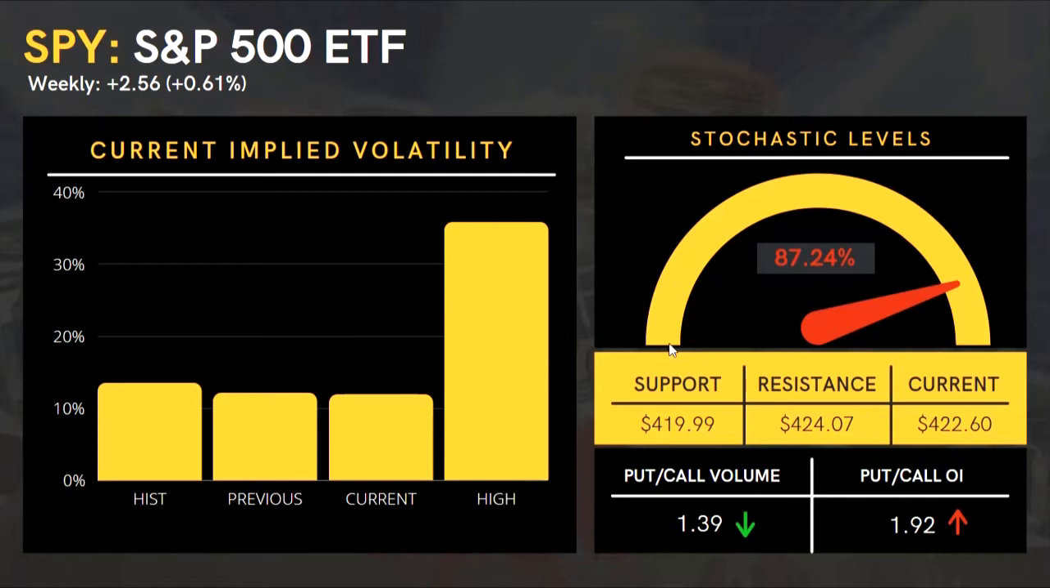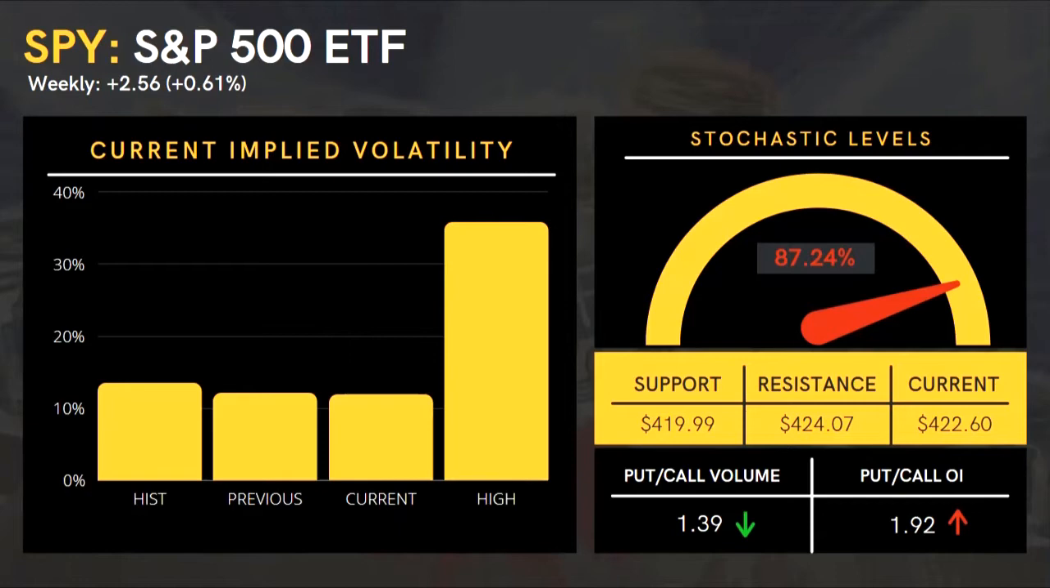Now, the SPY does have support levels at the 419, 420 level. So if it does happen to dip that low, we could expect a turnaround and that it would head back up towards the closing price last week of 422.60, and even beyond that to 424 and setting new record highs.